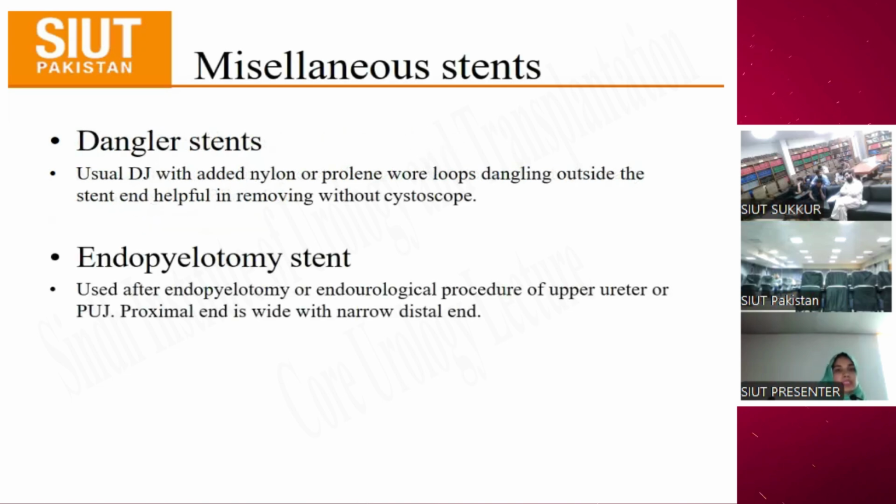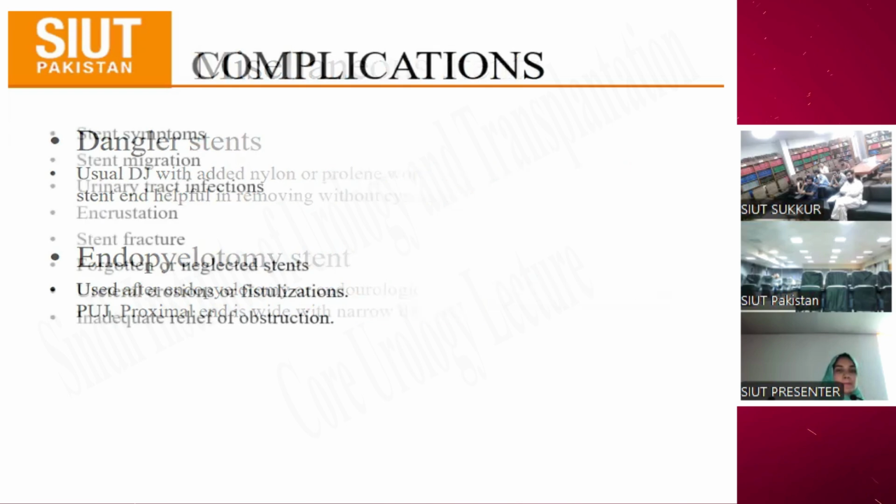We have other stents, dangler stent. They are usually DJ with added nylon or prolene wall loops dangling outside the stent. So they are helpful in removing the stent without use of scope. We can just pull the wire and the DJ will be out. And other is the endopyelotomy stent. They are used after endopyelotomy or endourological procedures of the upper ureter or pelviureteric junction. Proximal end is wider with narrow distal end.